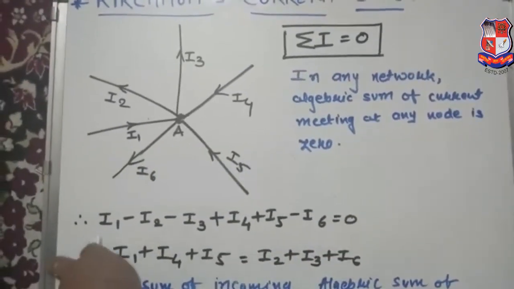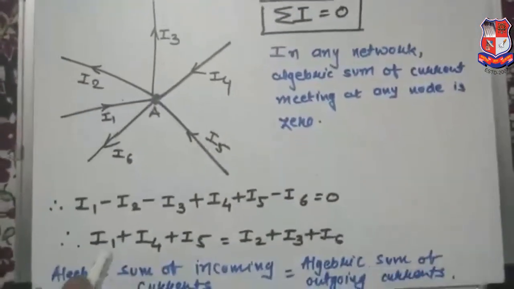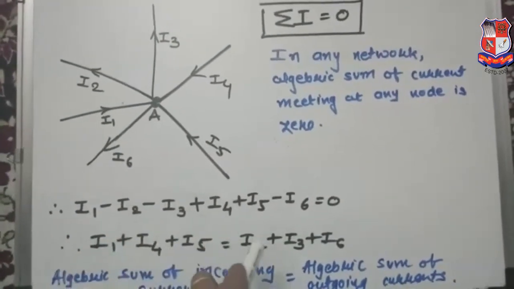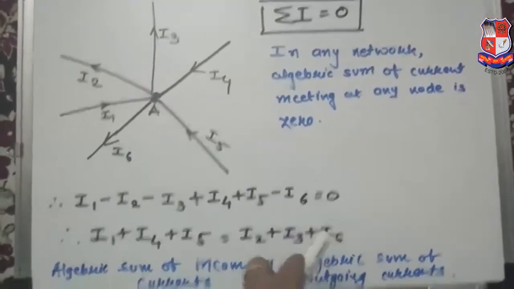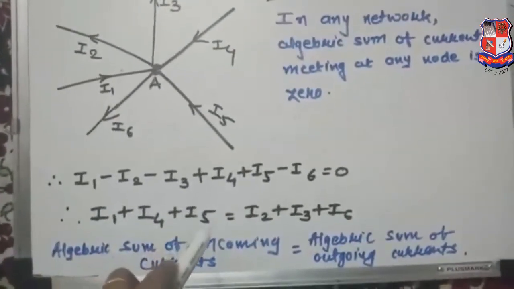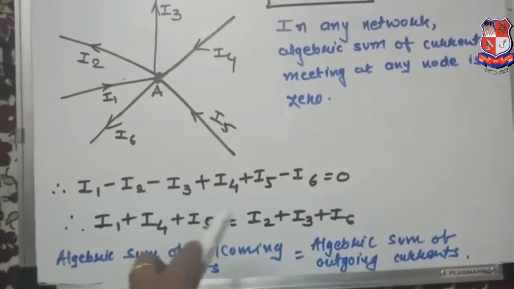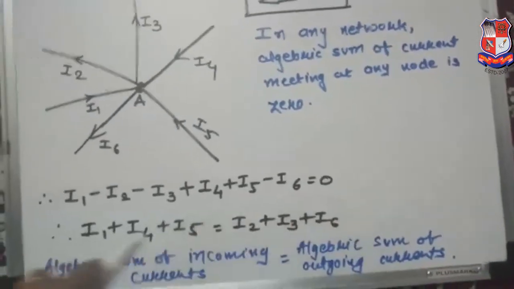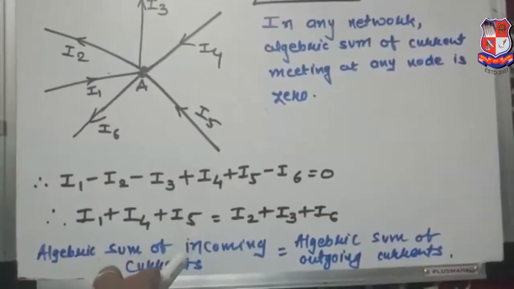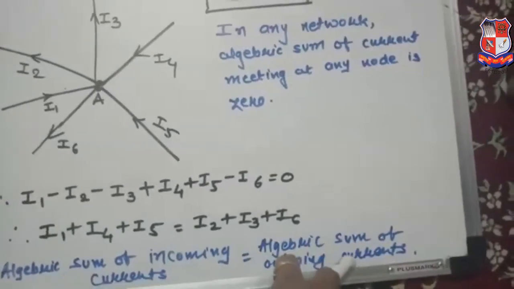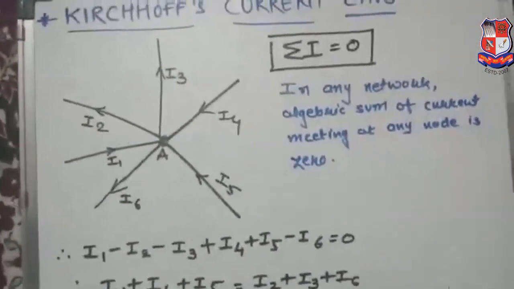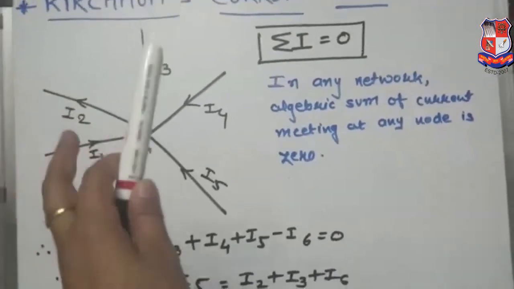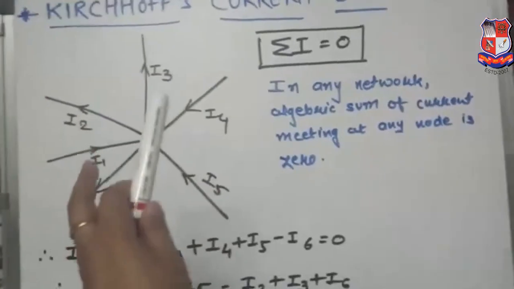That is the KCL. You can also write it like this: I1 plus I4 plus I5 is equal to I2 plus I3 plus I6. Means what? The algebraic sum of current flowing towards the node is equal to the algebraic sum of the current flowing away from the node. The algebraic sum of incoming current is equal to the algebraic sum of outgoing current. That is the statement of KCL. Sigma I is equal to 0 in any network: the current meeting at any node is equal to 0.